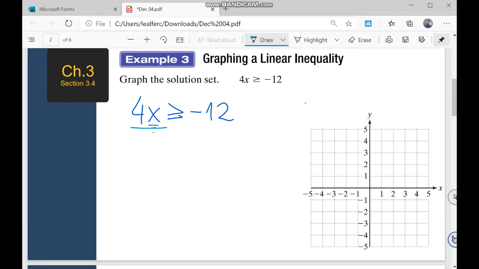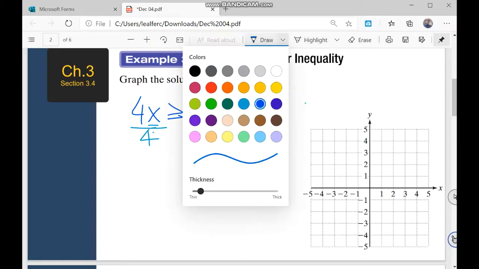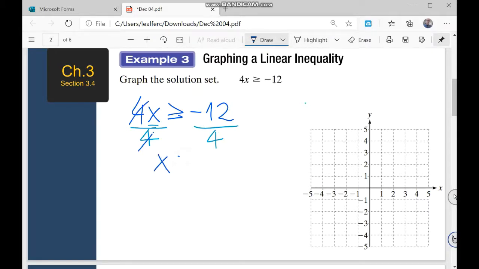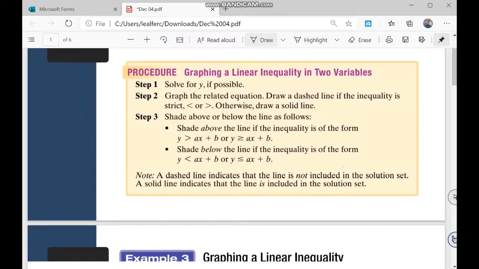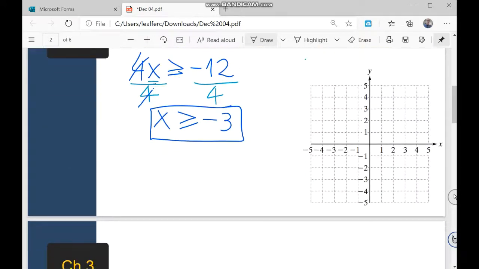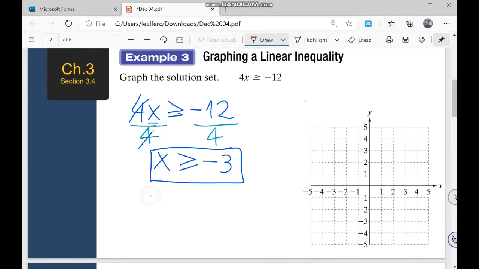Divide both sides by 4 to get rid of this 4 in front of x, and then the inequality is going to be x greater than or equal to negative 12 divided by 4, negative 3. Now the next step, we had to skip step number 1. Now let's try to apply step number 2. Graph the related equation. Okay, what is the related equation here? The related equation is x equals negative 3. This is the related equation.